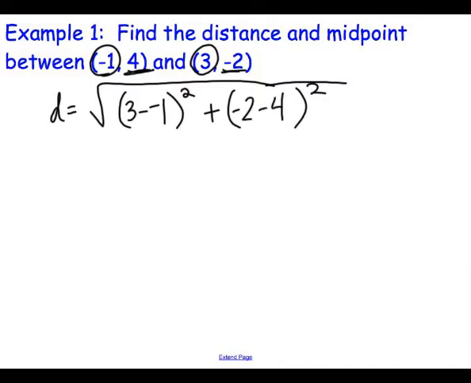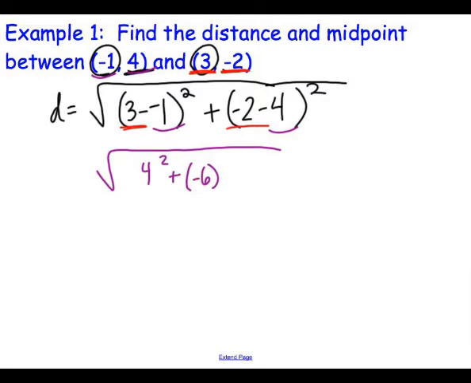Now notice I use the second point first in both of my differences. It is good to be consistent because this sometimes matters when we are working with different formulas. In this case, it honestly doesn't. And if you can explain why, then you don't have to worry about keeping order matters. But there is a reason why it doesn't matter in this case, but to be safe, we're going to follow the formula as written. So we have the square root of 4 squared plus negative 6 squared.